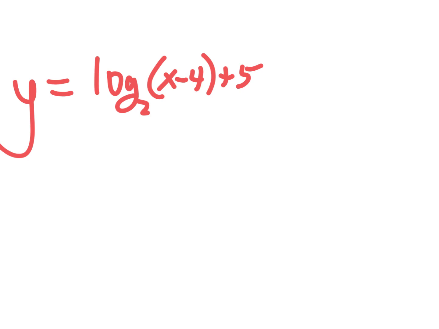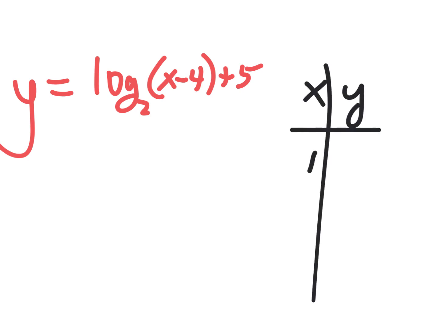Okay, Brooke, tell me, what do you think is a good number to put in? All right, I'll stick in a 1, and then what happens? See if you can do this. 1 minus 4 is negative 3. Log base 2 of negative 3 doesn't exist. Does that mean it's the asymptote? No. Something else would be the asymptote, though.